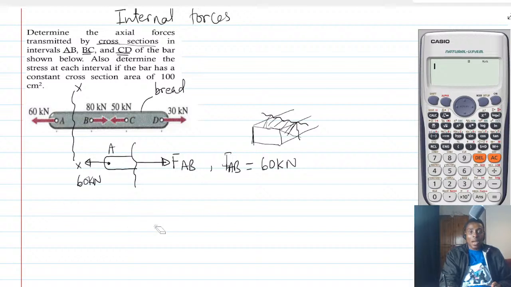Is that right? Now we will go to the next section. Now we are going to B and C. So maybe let me bring FAB downwards.